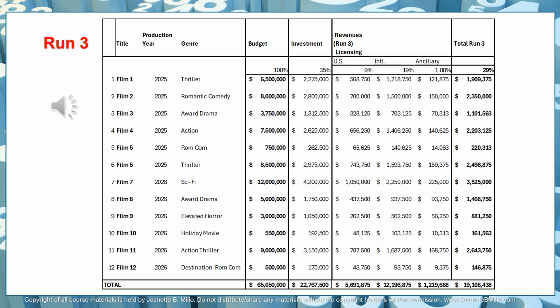So here we are dropping down even more. Now we get, for our $6.5 million, 9% of the budget from the US. We get 19% approximately from the international, and about 1.8% for ancillary rights. So this is now the third run values that we're looking at, which will be about 30% of the budget for the third run. So again, you can look at about 115, 120% on the first run, about 50 to 60% on run 2, and about 30% of the budget during run 3.